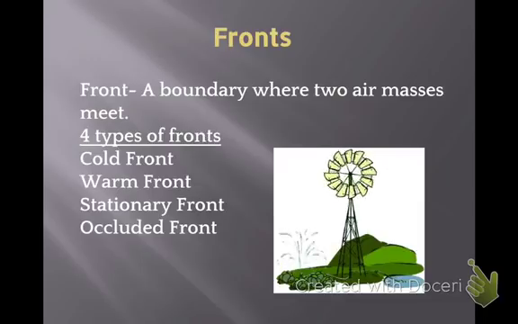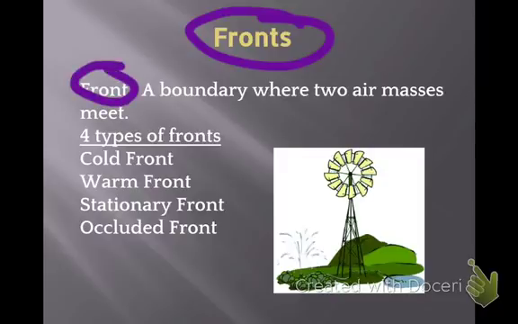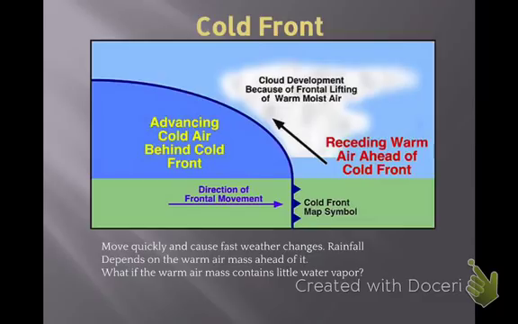All right, moving on to fronts. A front is called a front because it comes in front. Someone who's at the front of the line leads the line. So a front leads an air mass. We're going to talk about this in a second. There are 4 different types: cold fronts, warm fronts, stationary fronts, and occluded fronts. Let's first talk about a cold front.